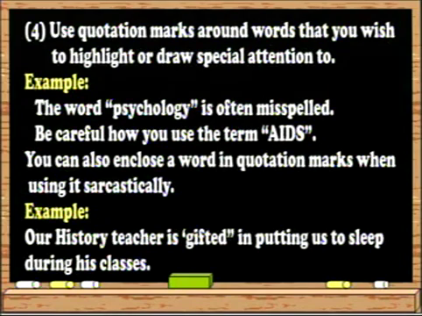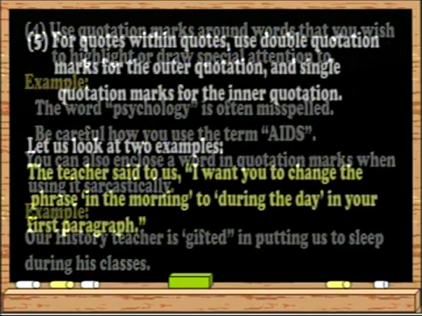John Steinbeck's novel, "The Pearl," is on the CXC syllabus. Use quotation marks around words that you wish to highlight or draw special attention to. For example, the word "psychology" is often misspelled. Be careful how you use the term "AIDS." You can also enclose a word in quotation marks when using it sarcastically. For example, our history teacher is "gifted" in putting us to sleep during his classes.